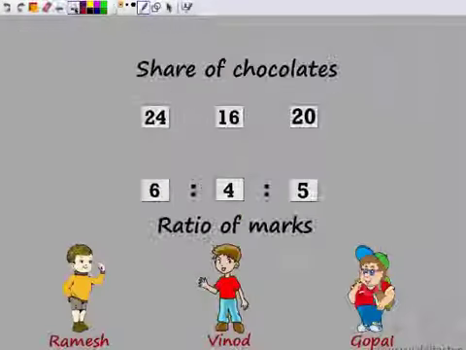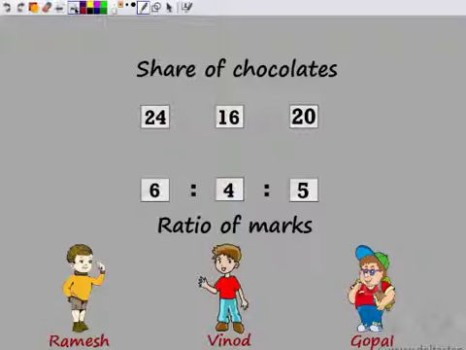So we know that the ratio of marks which they obtained was 6:4:5. That is, the ratio of scores of Ramesh to Vinod to Gopal is 6:4:5. And the share of chocolates also we know. Ramesh gets 24, Vinod gets 16, and Gopal gets 20. Now you can add these three, and 24 plus 16 plus 20 gives me 60. So we've seen it's correct. 60 chocolates were to be distributed, and this is the share of each.